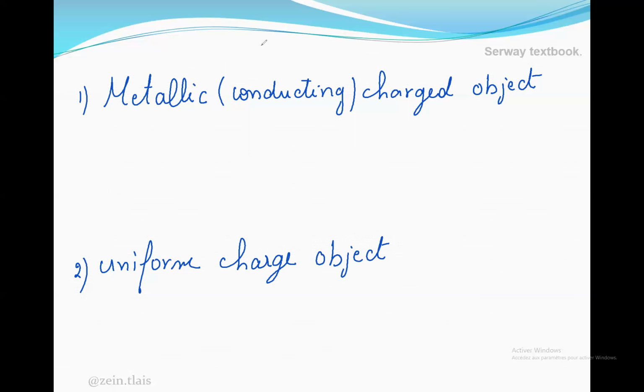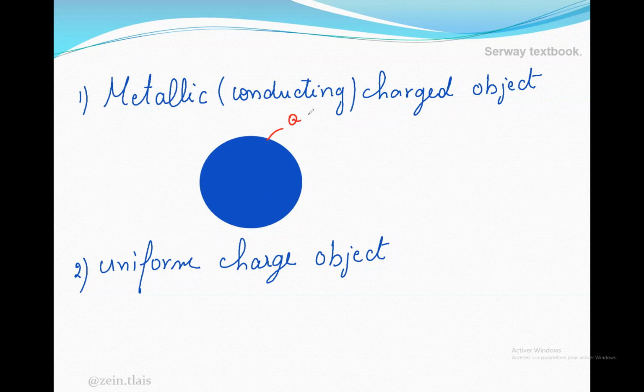Let's take the case here. We have a sphere. This sphere, it's full, okay? It's not empty. It's not a shell. It's a full body, full object. This object has a charge Q. The total charge is Q, positively charged.